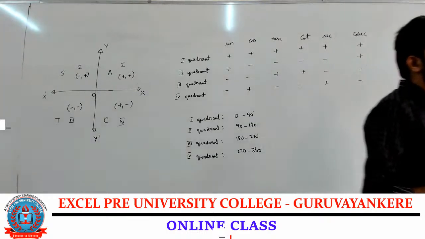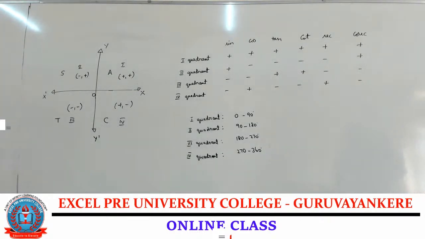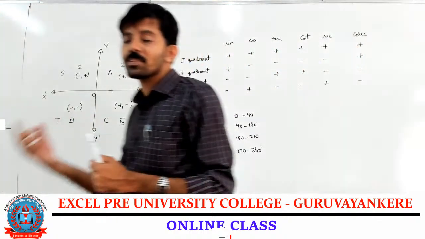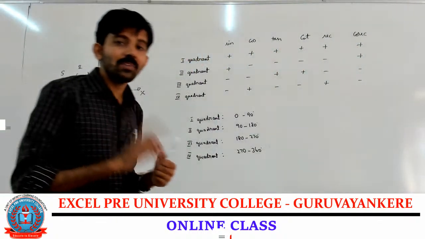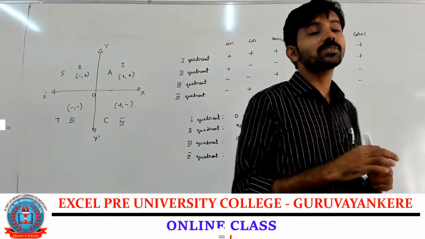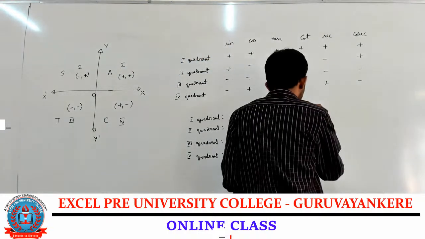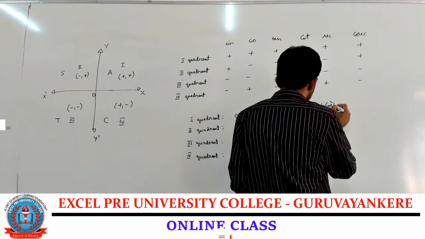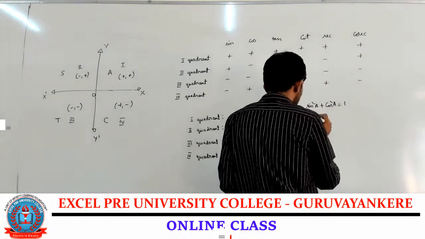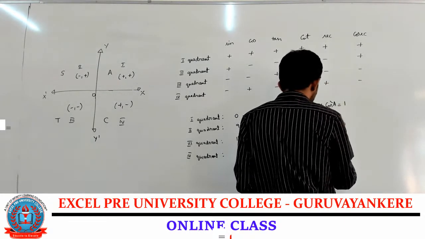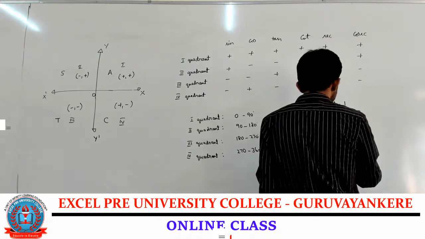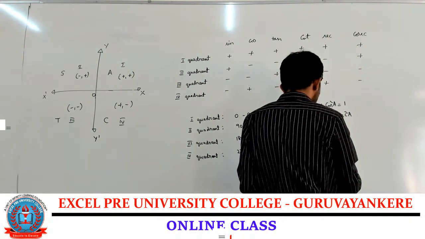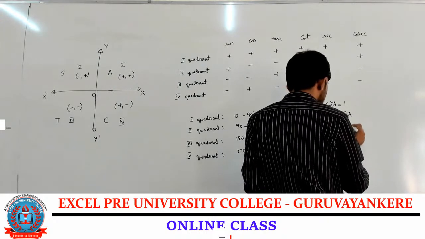Which are the trigonometric identities we learned? Do you remember them? Sin square A plus cos square A equal to 1. 1 plus tan square A equal to secant square A. Learn these identities. 1 plus cot square A is equal to cosecant square A.